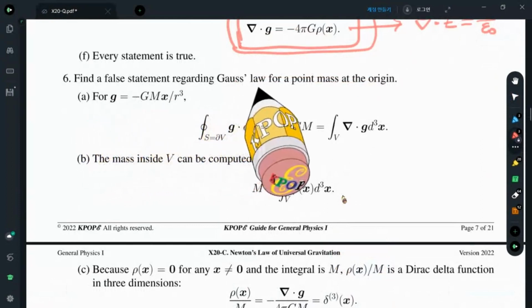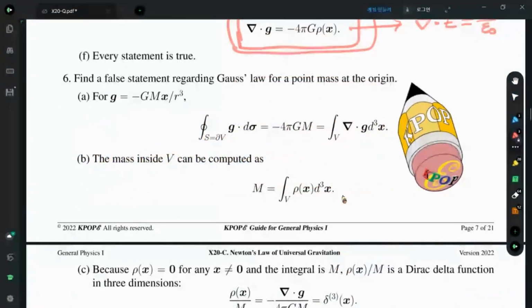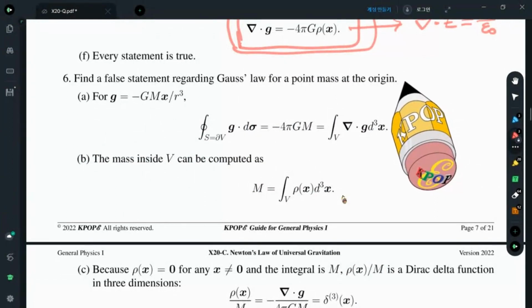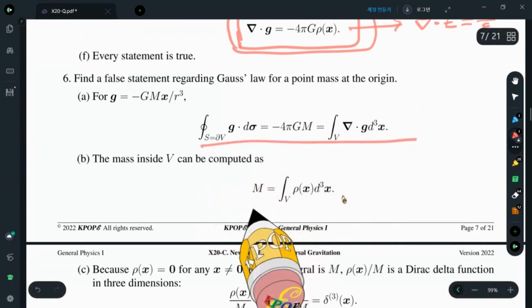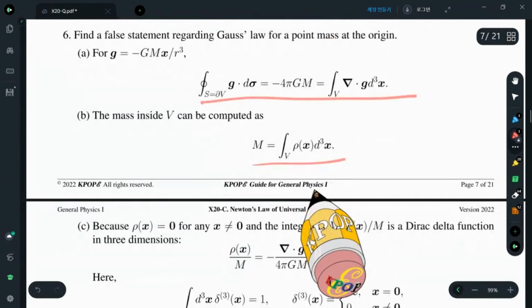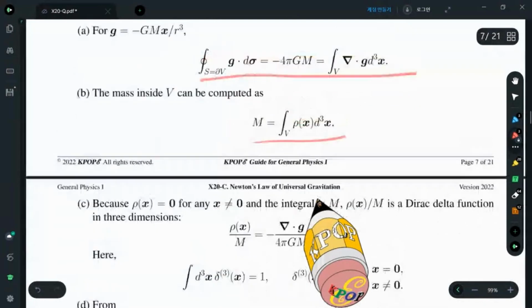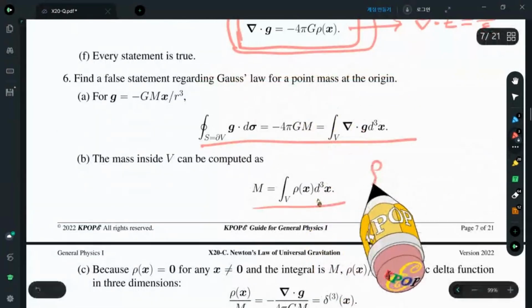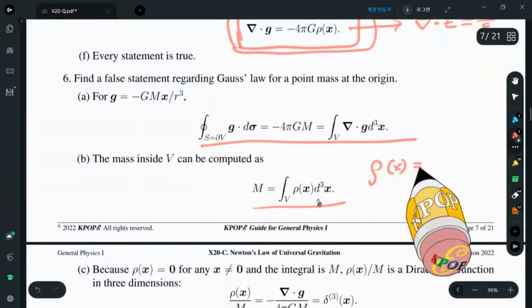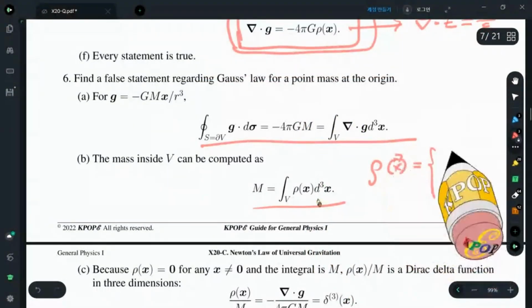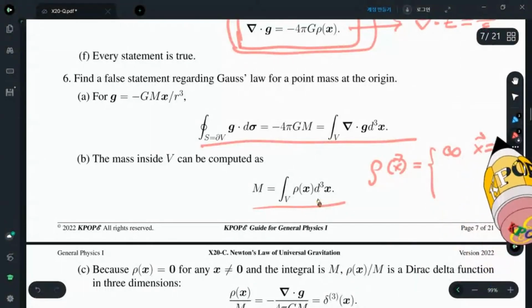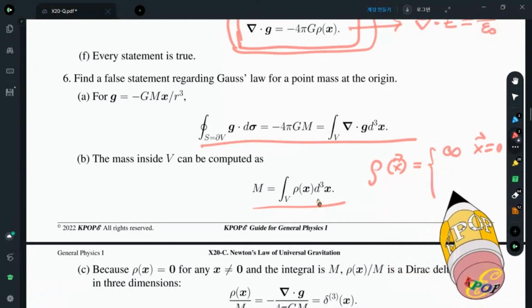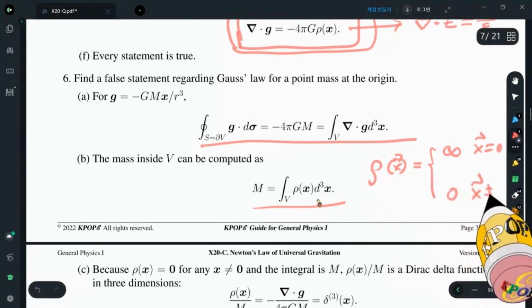Find the false statement regarding Gauss law for a point mass at the origin. Point mass capital M is placed at the origin. This is what we have done already in the previous problem. All right. Point mass means the density of x is infinite at the origin. And the density of mass is 0 if it is not at the origin.